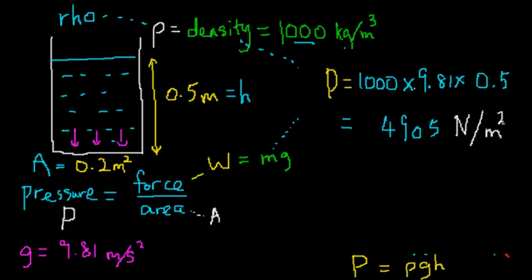But pressure has its own special name for its unit. So we can either write Newton per meter squared, that's fine, or it also has the name Pascal, P-A-S-C-A-L, Pascal. And the short form for that is just Pa.